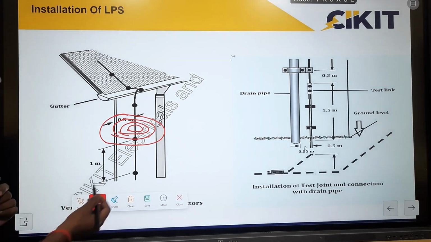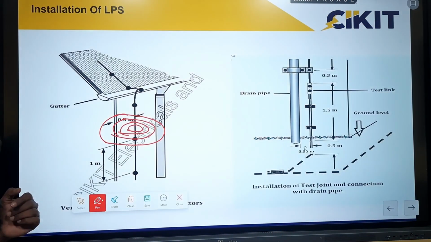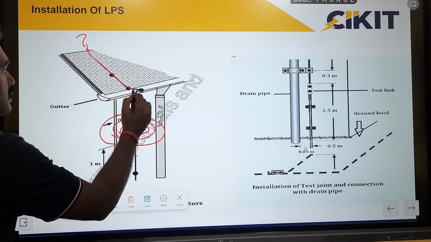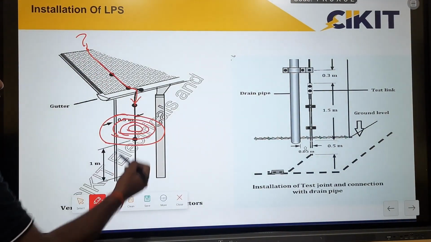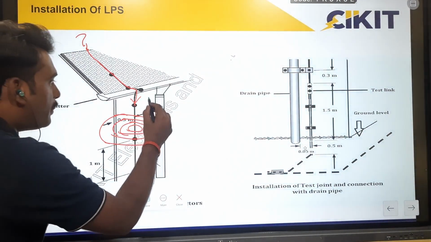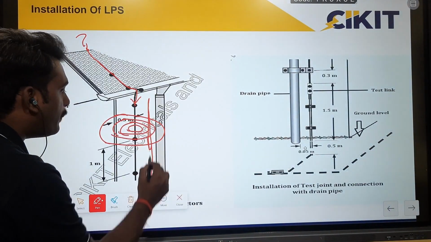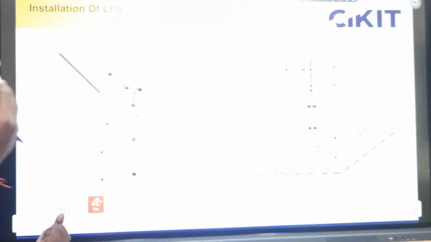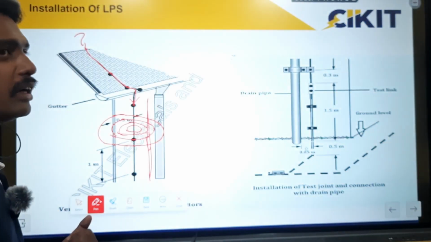So the fourth source is lightning striking near the power line or data line. If lightning strikes on this air terminal and the current is flowing through this down conductor, then definitely there will be a magnetic field surrounding this conductor. So if any power line or data line runs parallel to this down conductor, then because of this field, there will be some surges induced on the power line or data line.